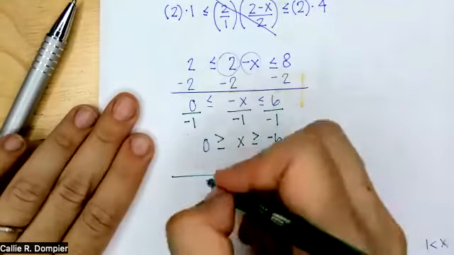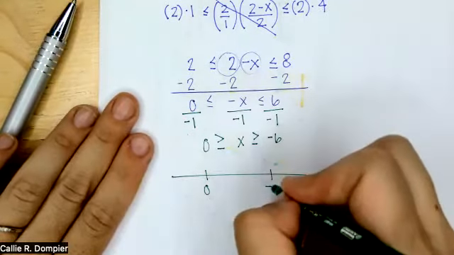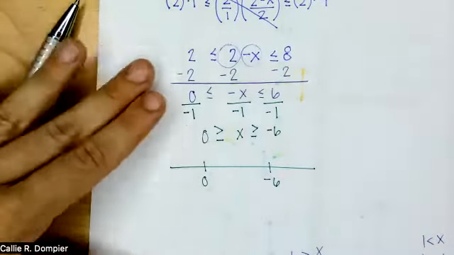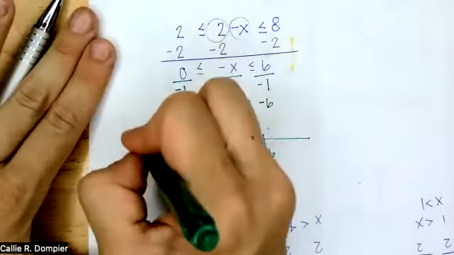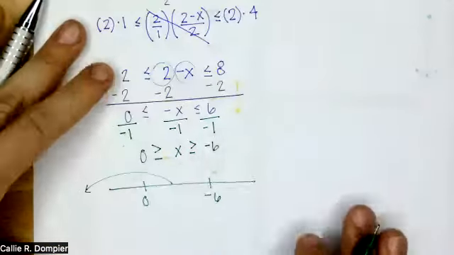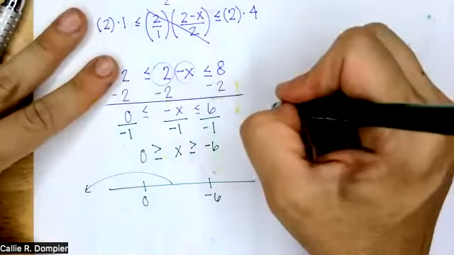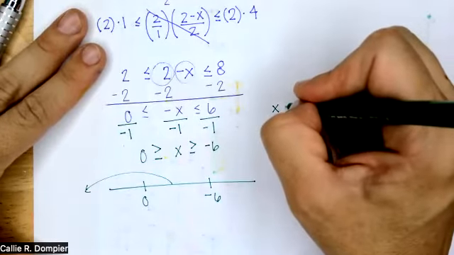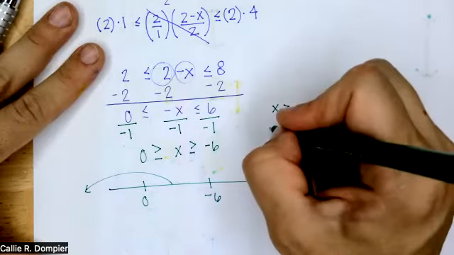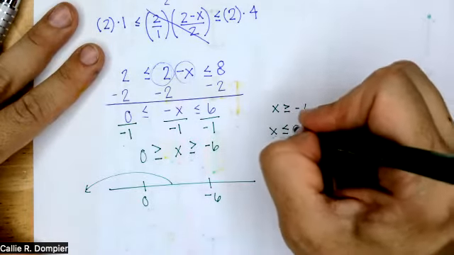When you're graphing it, don't just go 0, negative 6, right? That's not true to the number line. On the number line, negative 6 is to this side of 0, right? That's why it's also kind of helpful to switch this so that the x is always on the left. So x is greater than or equal to negative 6, and x is less than or equal to 0.